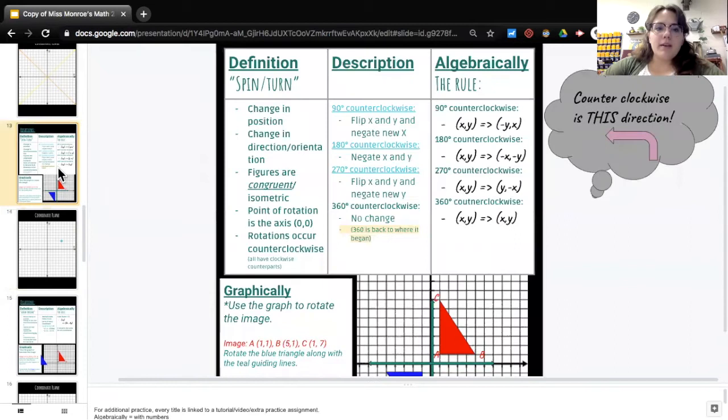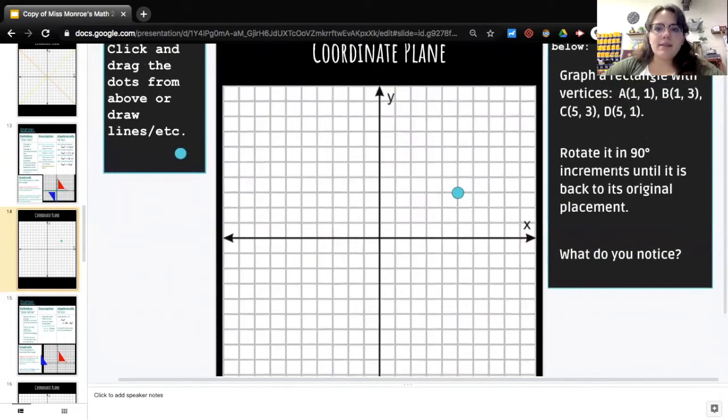So then I'm going to look back, 90-degree clockwise, flip my X and Y, negate my new X. So my X and Y now flip, so I don't have 5, 3, I have 3, negative 5. So I'm going to go 1, 2, 3. Three, negative 1, 2, 3, 4, 5.